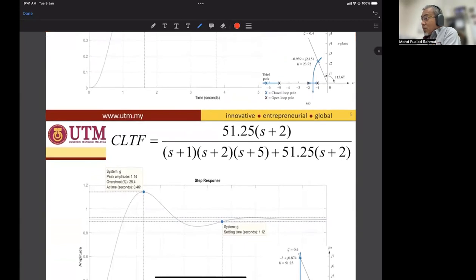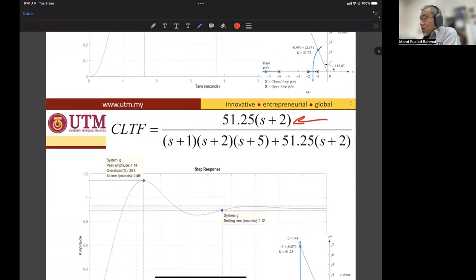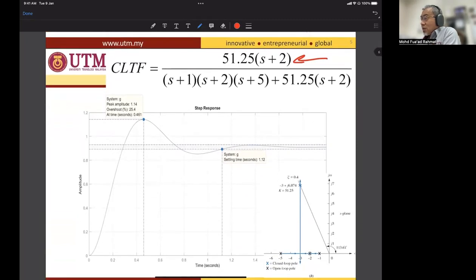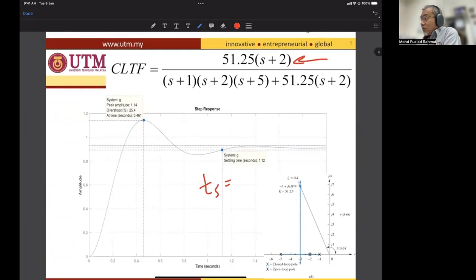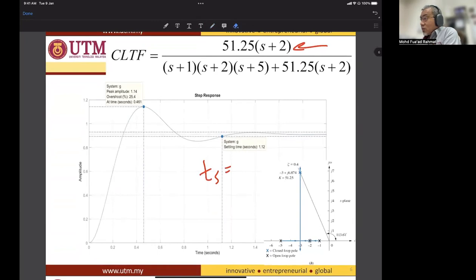Then we add a zero at -2, so it becomes S+2 in the transfer function. And we observe the settling time. Now the settling time has been shortened from 3.75 to 1.12. Peak time as well.